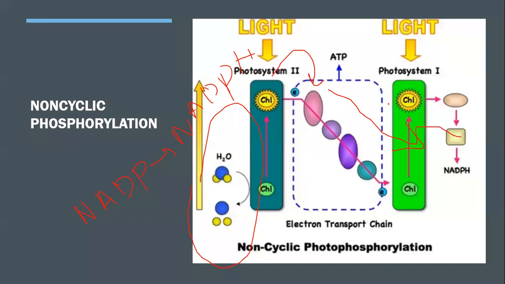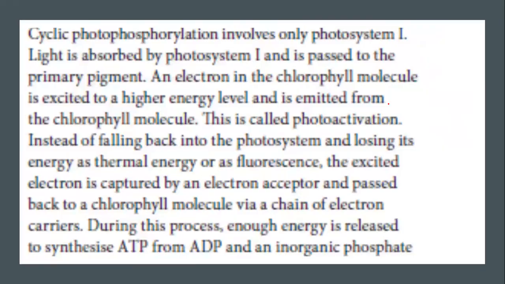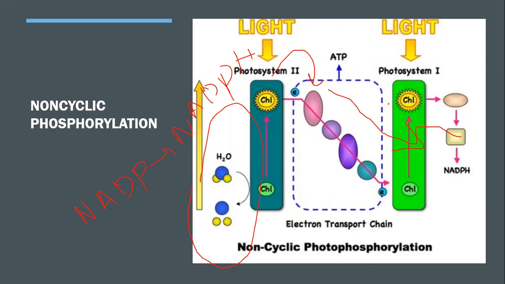So at the end of both cyclic photophosphorylation and non-cyclic photophosphorylation, you are going to end up with ATP and reduced NADPH. Both of these are then going to be used for what? Both of these will pass on to the stroma of the chloroplast, as this is all happening in the thylakoid membrane. In the stroma, the light independent reaction will take place, which is known as the Calvin cycle.